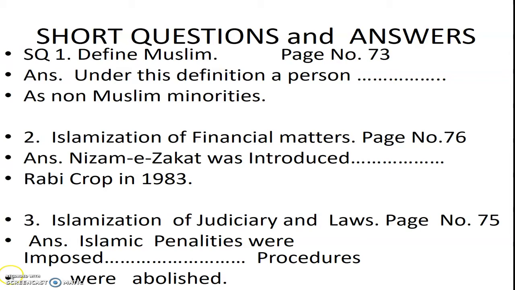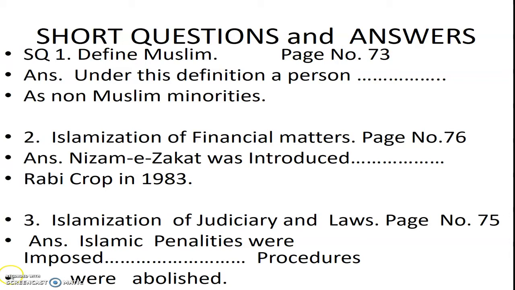Short question number 1, and the answer is: under this definition, a person who does not believe in the finality of Prophet Muhammad, peace be upon him, ceases to be a Muslim. This point was further clarified by the Constitutional Amendment declaring Lahori and Qadiani sects of Mirzais as non-Muslim minorities. Now you have to underline the answer on page number 73. And number second, the question is: give an account of the measures taken after 1977 for Islamization of the financial matters. The answer is provided on page number 76.